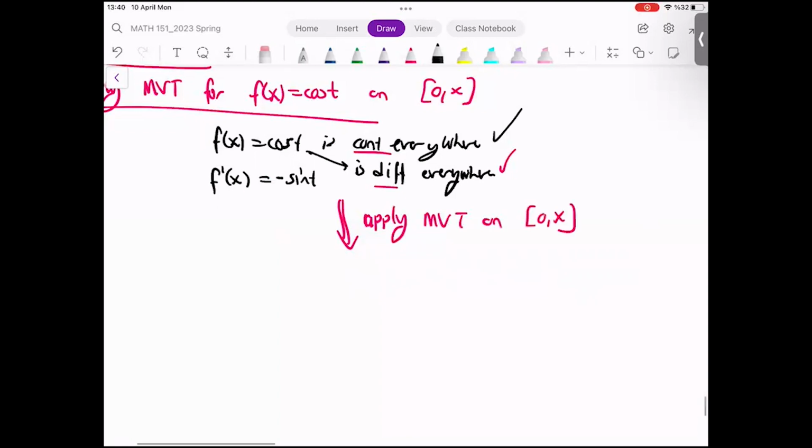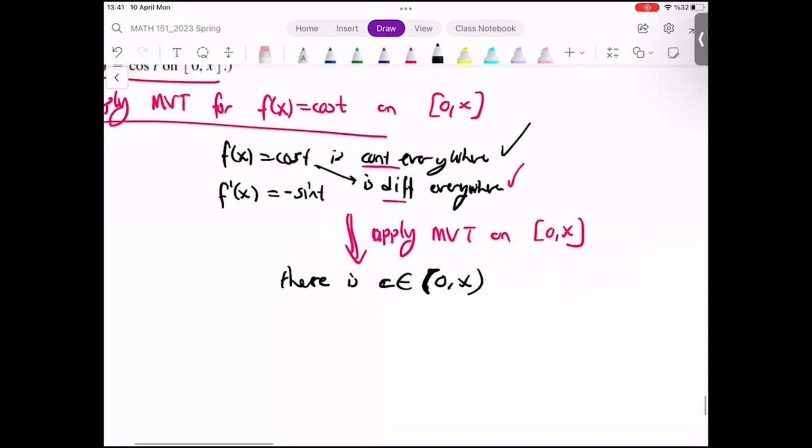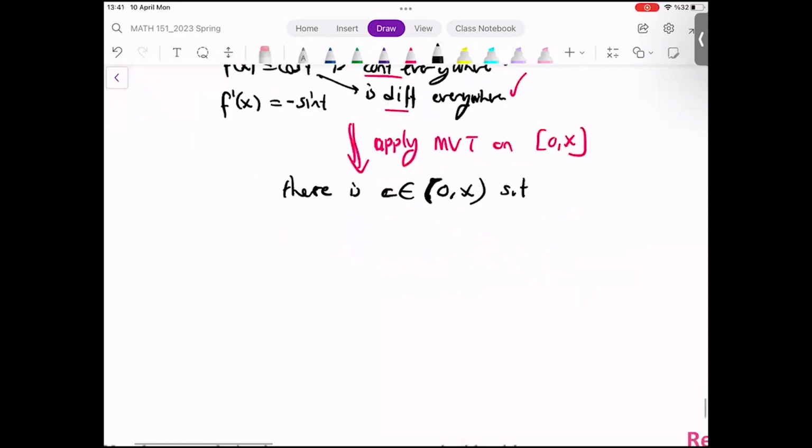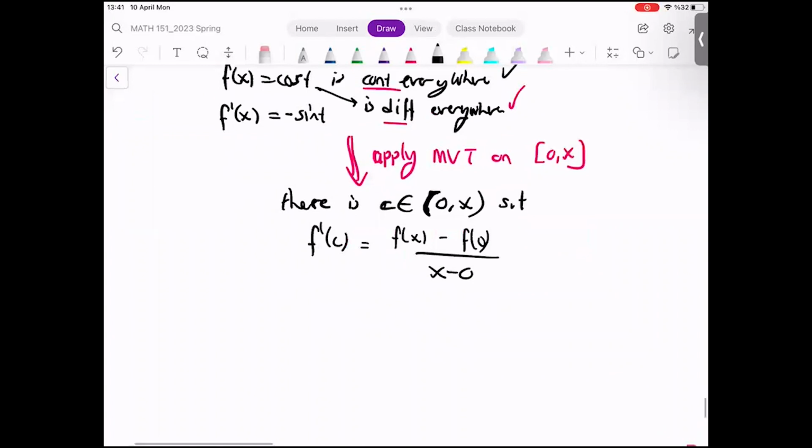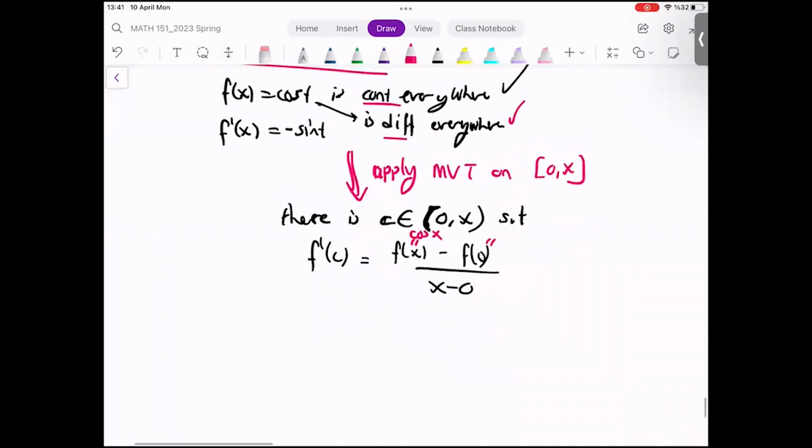So the conclusion is then there is a number c between 0 and x such that f prime of c is what? f of x minus f of 0 divided by x minus 0. I know what f of x is. It is cosine x, right? f of t is cosine t, so this is cosine x. What is f of 0? What is cosine 0? It is 1.